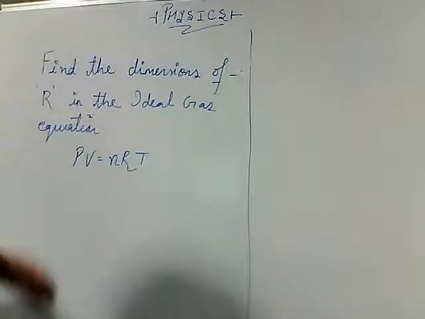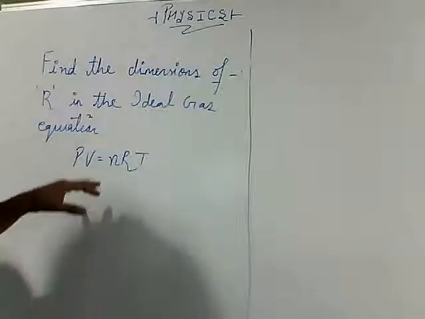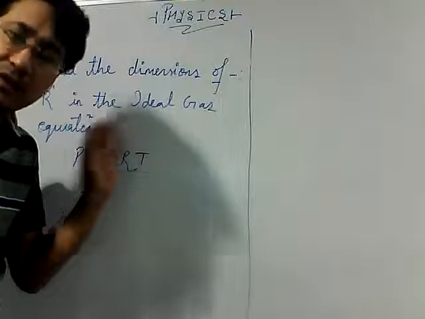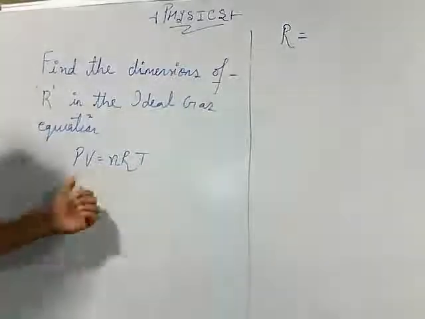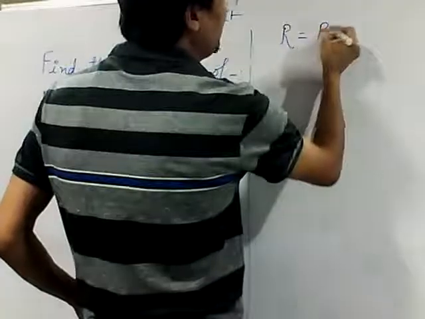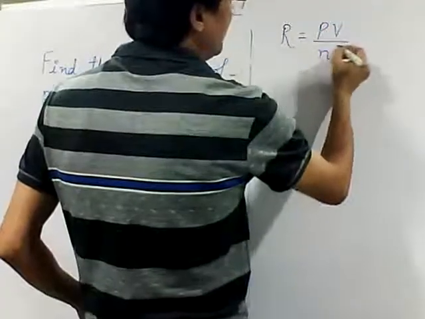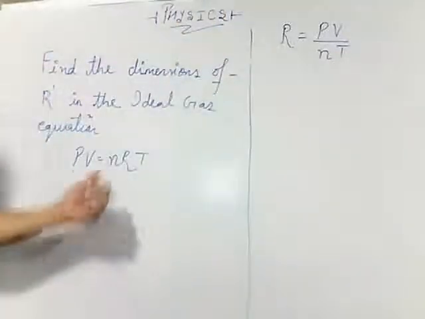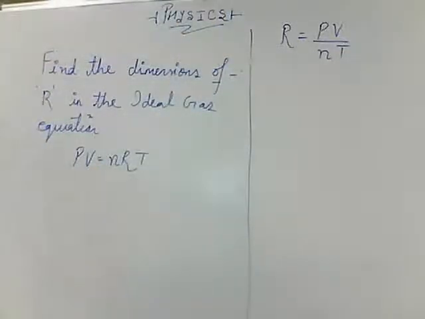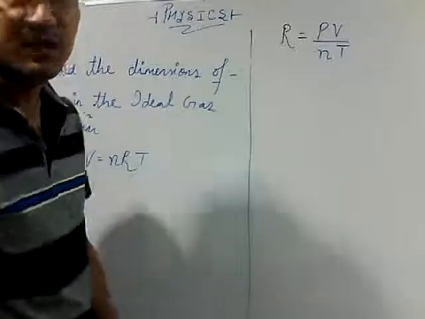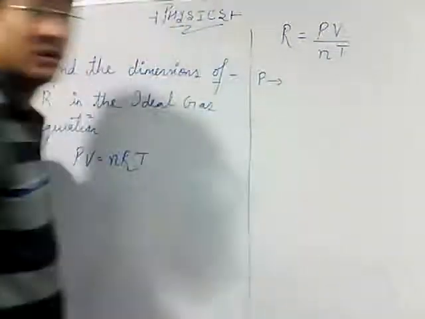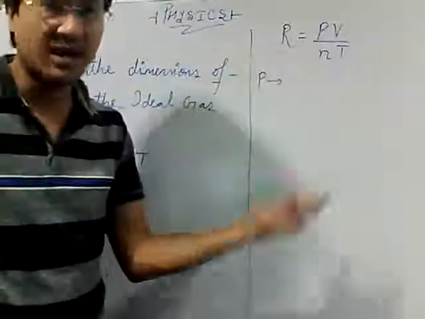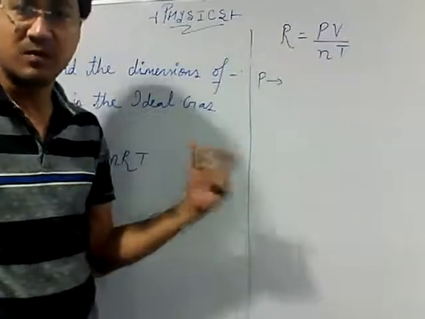From this equation PV equals nRT, first of all we get the expression for R. So the expression for R from here will be PV by nT. Please check. R would be PV by nT. Now I need the dimensions for pressure and volume. N and T are direct.